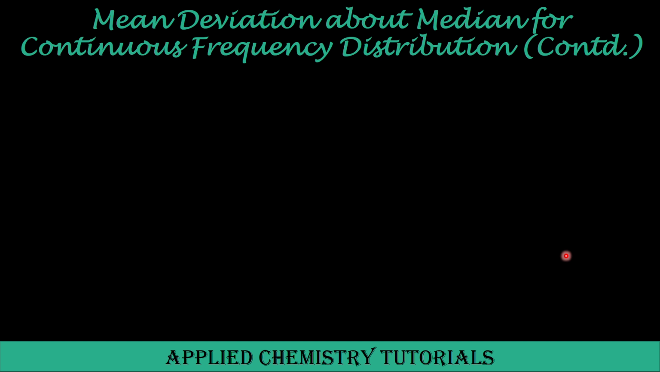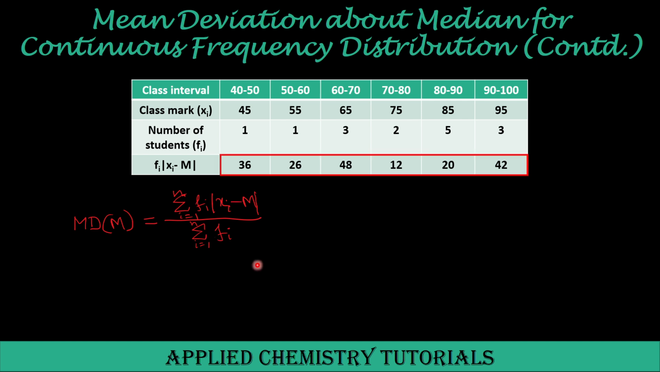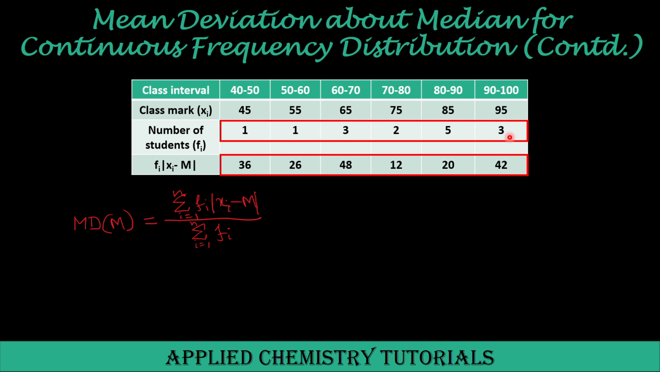In continuation with the last slide, we have our class intervals in row 1, the class marks in row 2, the number of students in row 3, and the fi multiplied by mod xi minus capital M term in row 4. The mean deviation about median can be calculated as the summation of fi multiplied by mod of xi minus capital M, from i equals 1 to n, divided by the summation of fi from i equals 1 to n. We have all the fi multiplied by mod xi minus capital M terms here, and we also have all the fi terms here.